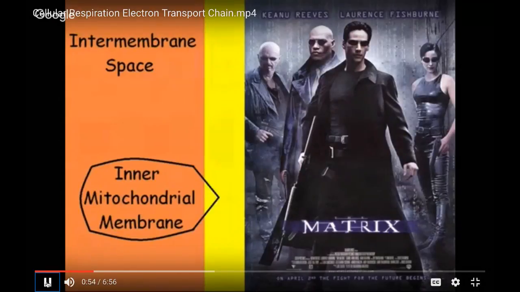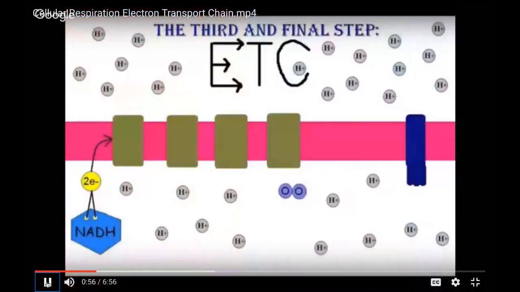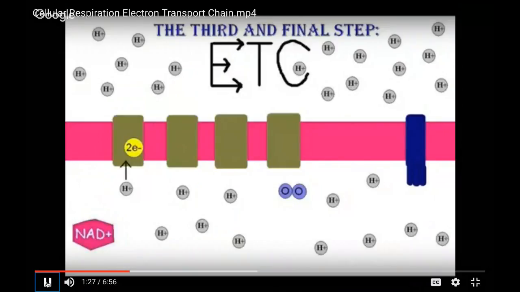So on the next slide, we're going to flip this around. Now we have the matrix at the bottom, and at the top is the intermembrane space, and that middle pink is the inner mitochondrial membrane. What happens is an NADH molecule comes up to this, and it will drop off its 2 electrons into that first green blob. Now, some might say, what is that green blob? Well, it is just simply protein. So it drops off these 2 electrons into the protein.